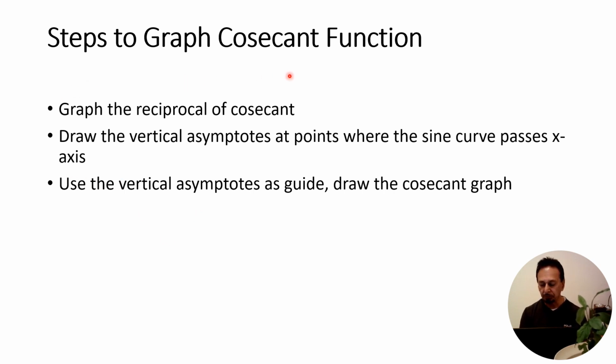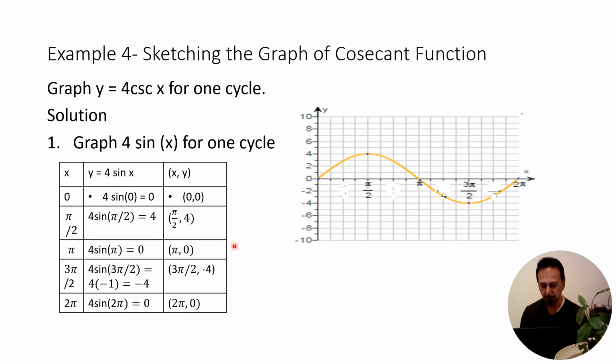How to graph the cosecant function? Well, first we graph the reciprocal of cosecant, that is, graph the sine function. Then draw the vertical asymptotes at points where the sine curve passes through the x-axis. Then use the vertical asymptotes as a guide and draw the cosecant graph. So here is example 4. We're going to graph y equals 4 cosecant x for one cycle.